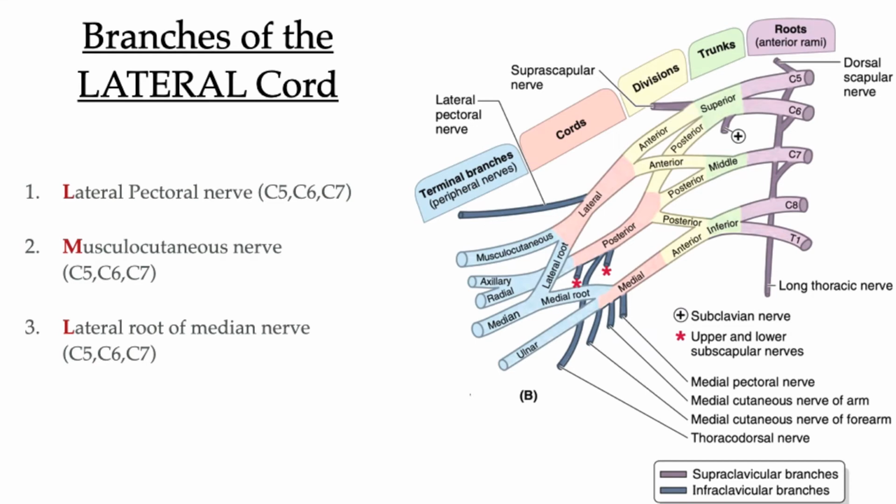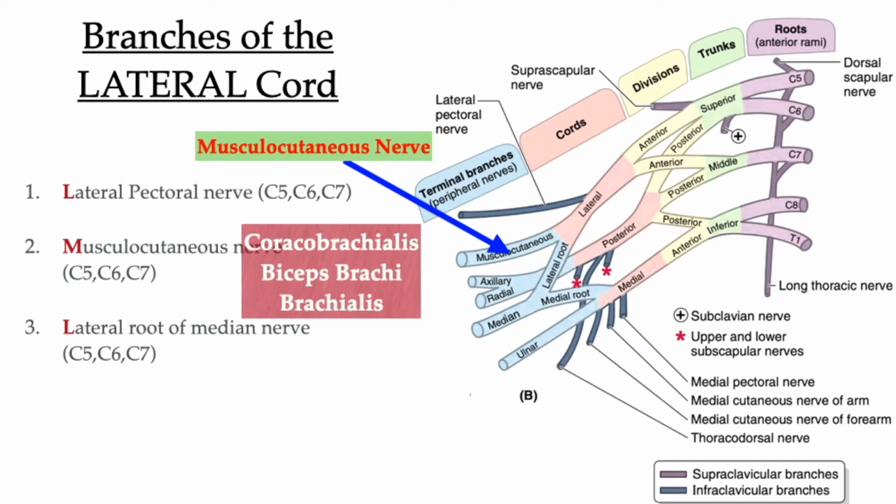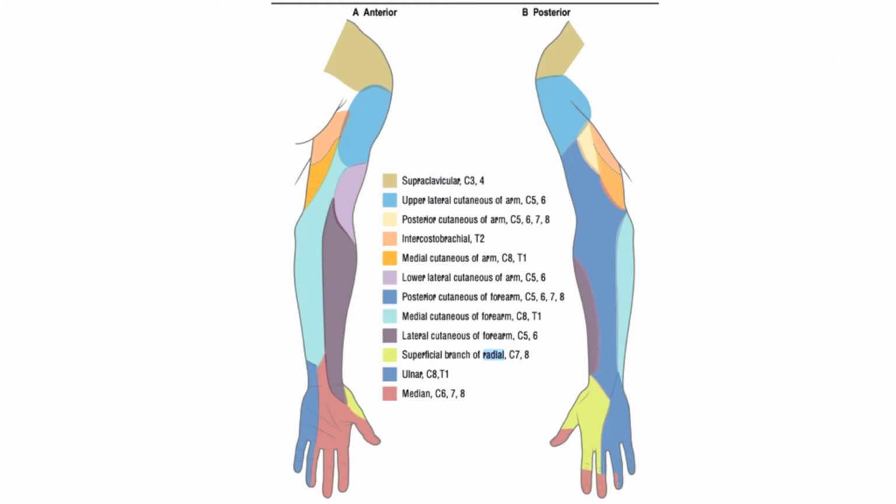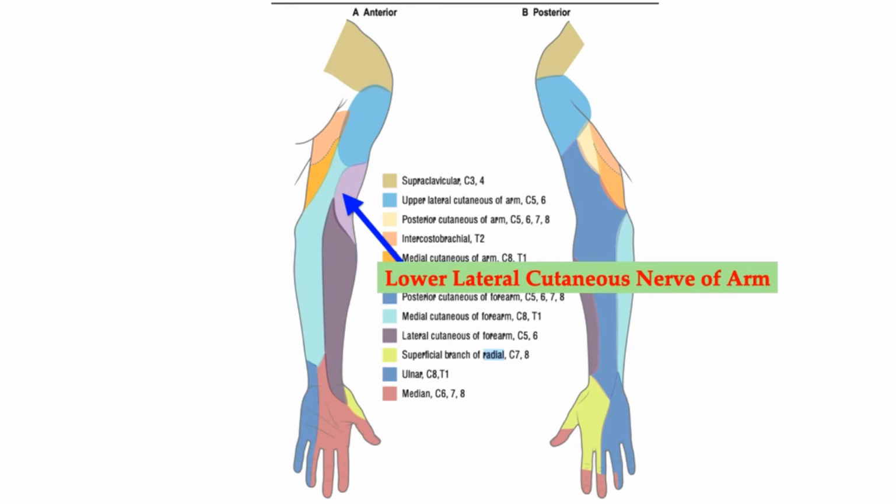The next branch of the lateral cord is musculocutaneous nerve. This nerve provides motor nerve fibers to three muscles: coracobrachialis, biceps brachii, and brachialis muscle. It also gives articular fibers to the elbow joint and nutrient artery to humerus. After giving off all these branches, it continues as lower lateral cutaneous nerve of the arm and is responsible to provide cutaneous nerve supply to the area of the skin represented by the blue arrow here. So musculocutaneous nerve has got motor and sensory fibers both.